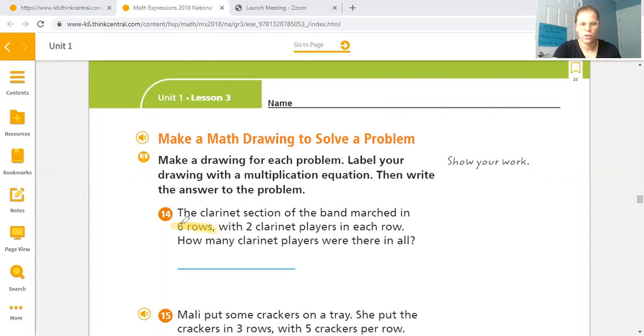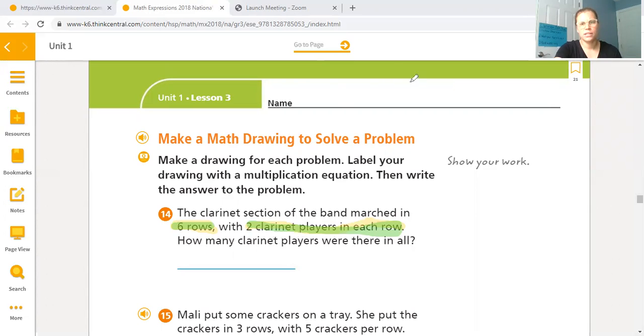So we have 6 rows with 2 clarinet players in each row. I can't see that very well. Let me see if we can do it with another color that you can see a little better. There, you can see that a little better. It's important to highlight the entire label. If I just were to highlight 6, that wouldn't really make sense because I don't know 6 of what. And same with 2. So I know that it's 6 rows, and then in each row, there are 2 clarinet players. We want to know how many clarinet players there were in all.